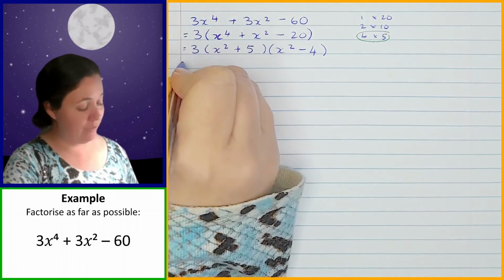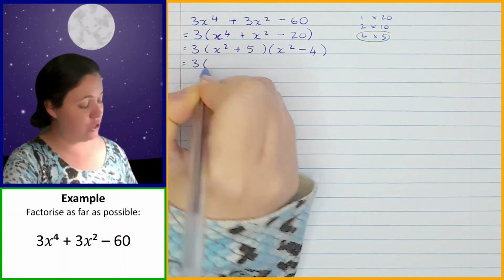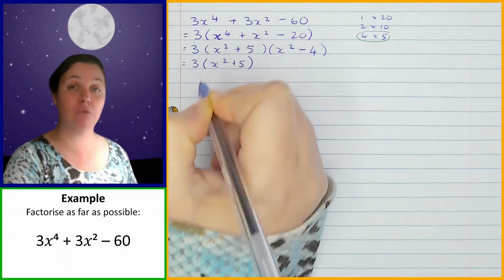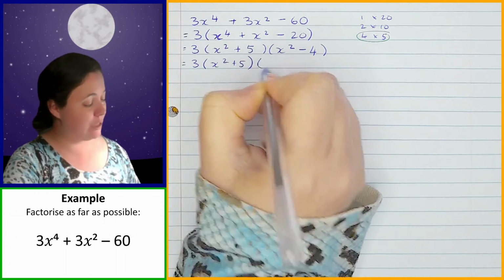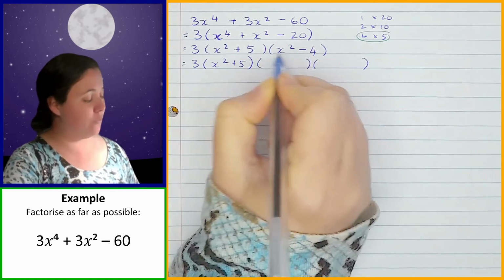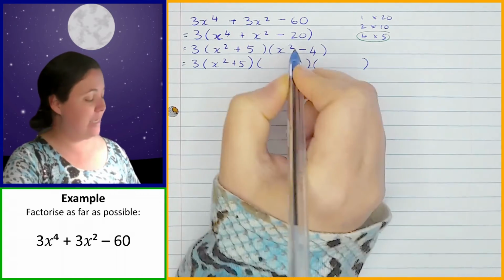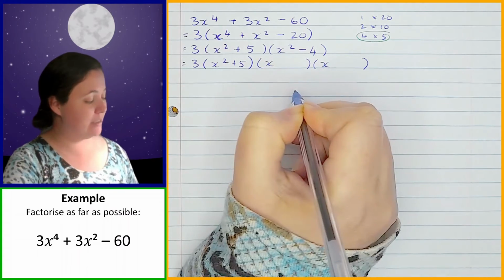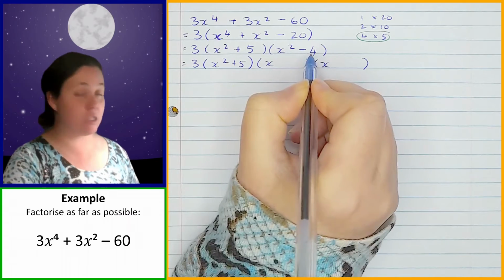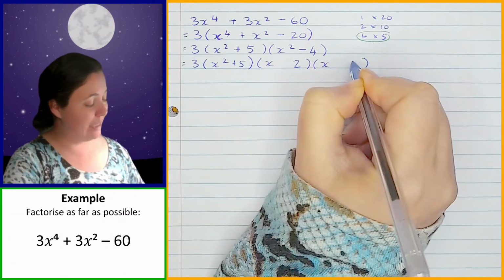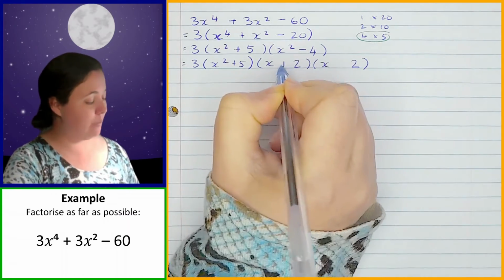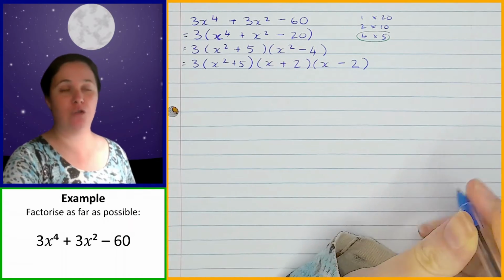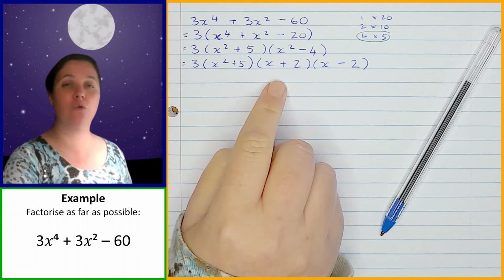So I need to just bring everything else down. They don't change, so the 3 doesn't change, and the x squared plus 5 doesn't change. I just mustn't forget to write them down. And then I'm going to put down two new sets of brackets for factorizing that x squared minus 4. The square root of x squared is x, which goes into both sets of brackets. And then the square root of the 4 is 2, which goes into both sets of brackets. One gets a plus and the other one gets a minus. Now if you check, there's nothing else that we can do. So we're finished with that question, and that's what we should get.